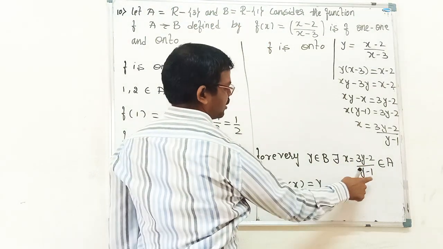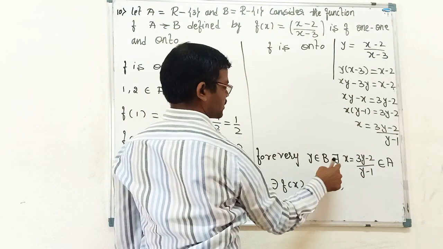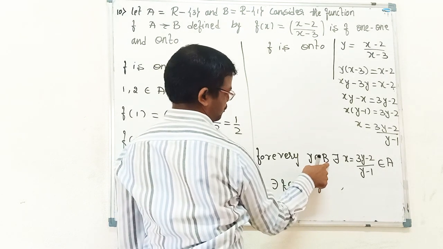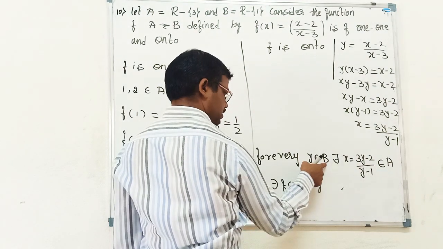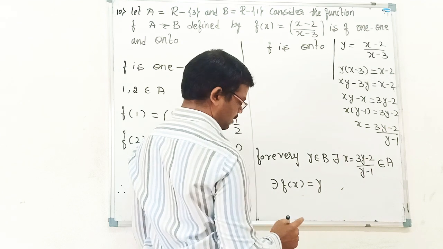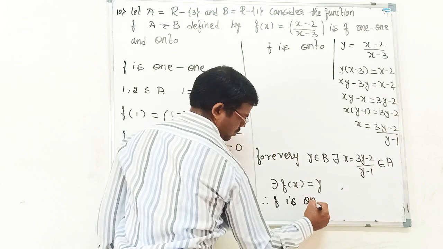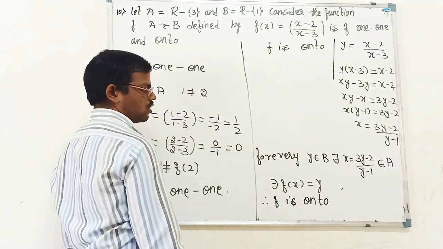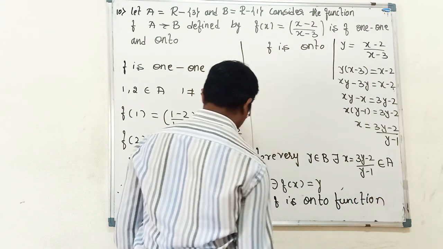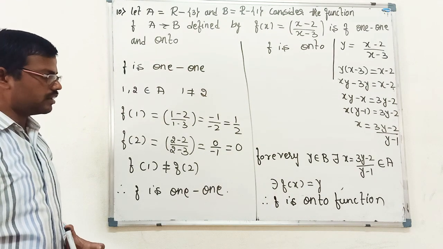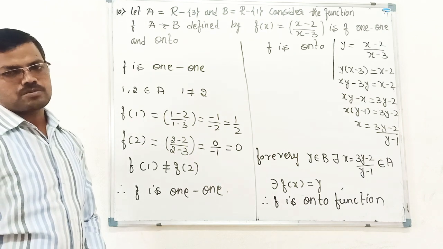But except 1 is not there. So 1 is not there in B. B is without 1, we have to take. Except 1. If you put 1, it will not be there in A. But other than 1, if you put any, that is there in A. Therefore, f is an onto function. So here we got that f is both 1-1 and onto. So this completes this exercise regarding the types of functions.